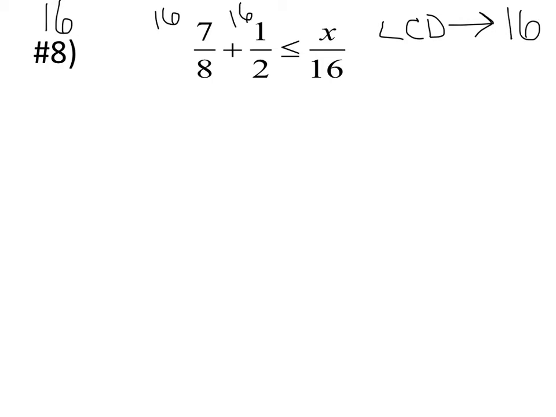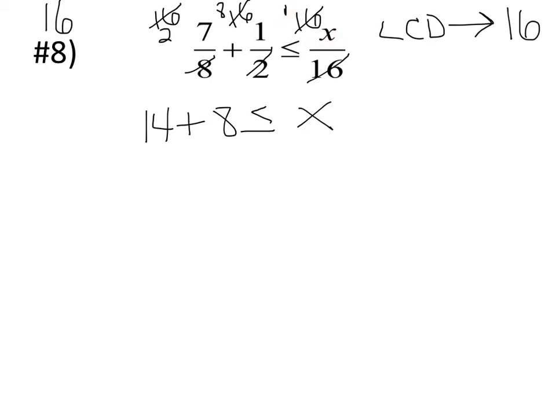So 16 multiplied here, 16 multiplied here, and 16 multiplied here. So 16 divided by 8 is 2, 16 divided by 2 is 8, and 16 divided by 16 is just 1. Now multiply what you've got left. You've got 2 times 7 is 14, plus 8 times 1 is 8, is less than or equal to 1 times x is just x. 14 plus 8 is 22, so 22 is less than or equal to x.